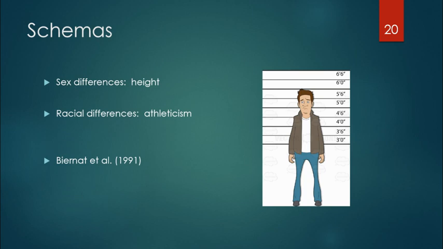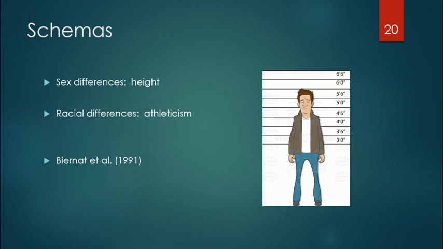So we have schemas for sex differences and racial differences. This is some pretty famous social psychology research from a researcher named Monica Burnett. She was actually at the University of Kansas while I was there. She did these really interesting experiments where she showed participants pictures of men and women standing right behind little tick marks that showed exactly how tall those people were. She made sure the men and women she was showing were the exact same height. They were all 5'6".